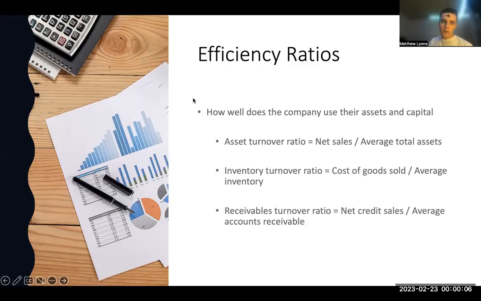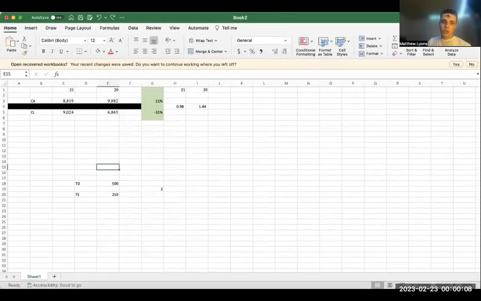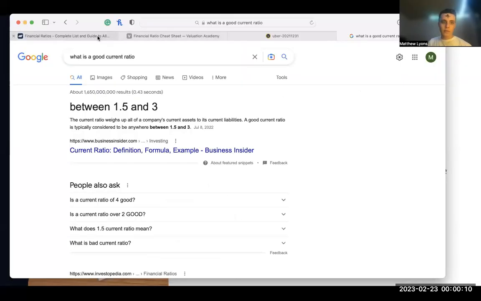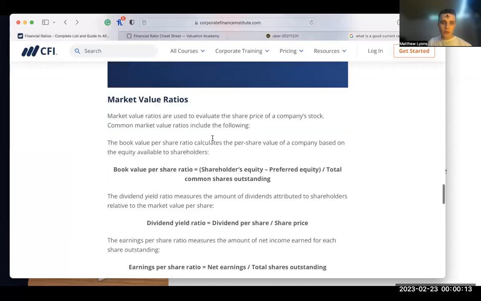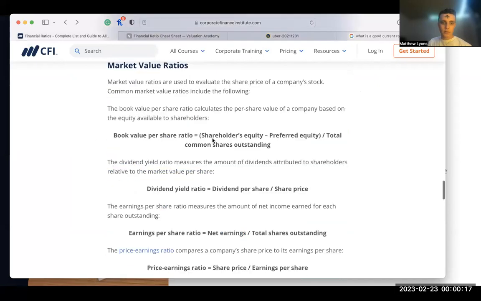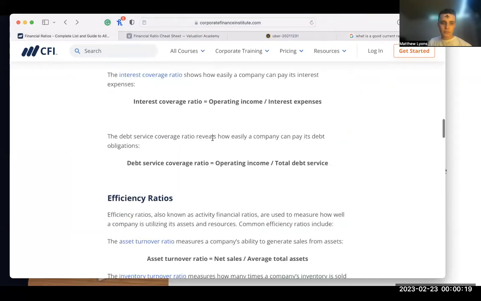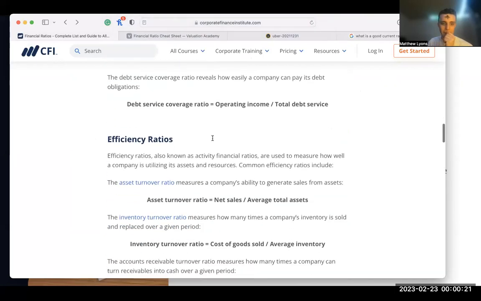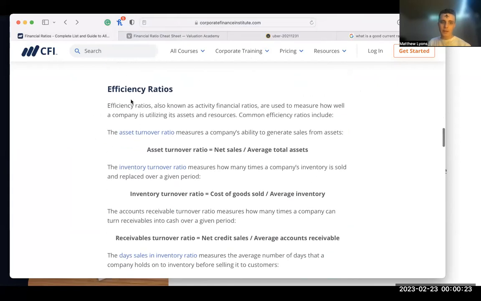All right, what does any of this mean? Of course, let's check it out in my favorite little website here. See, they give us market value ratios. That's nice. Efficiency. Here we go. Okay, and the thing that's nice about this, again, you can click on these and expand on them, but they give you a little description. Efficiency ratios, also known as financial ratio.